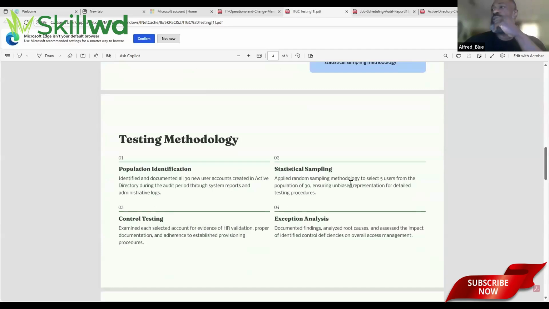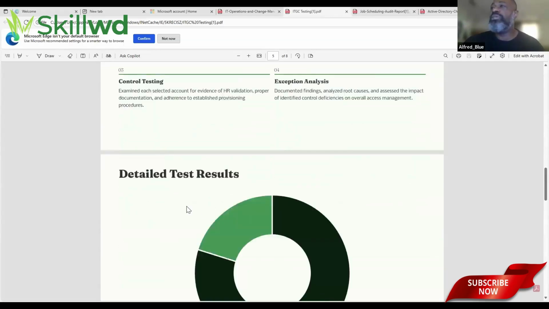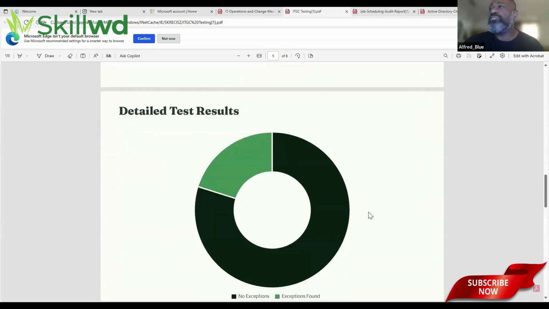Statistical sampling: we selected five users from the population of 30, ensuring unbiased representation for detailed testing procedures. Control testing: examine each selected account for evidence of HR validation, proper documentation, and adherence to established provisioning procedures. Exception analysis: document findings, analyze root causes, and assess the impact of identified control deficiencies on overall access management.